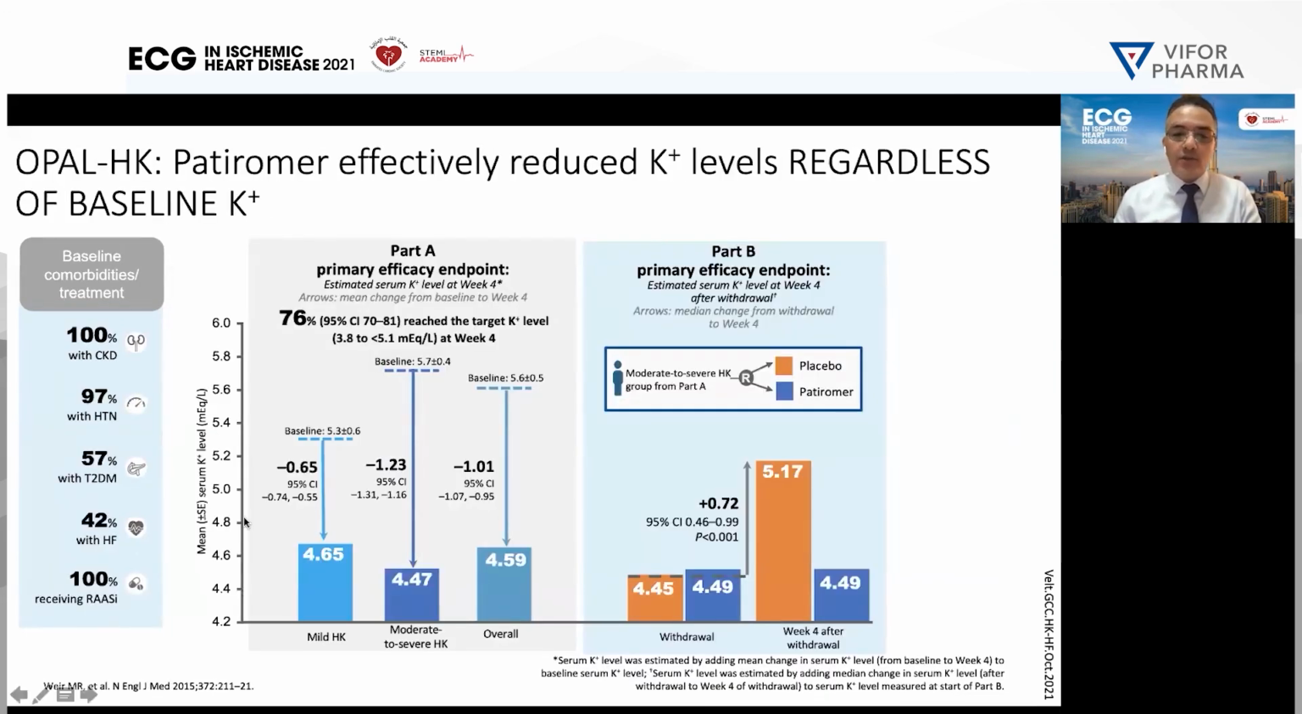In OPAL-HK, patiromer effectively reduced the potassium level regardless of the baseline potassium, and this was seen very clearly in those patients with heart failure or chronic kidney disease, and 100% of this study population were on RAS inhibitors.